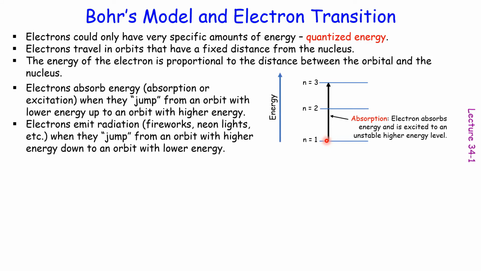The opposite electron transition is called emission. So electrons emit radiation when they jump from an orbital with a higher energy to an orbital with lower energy. In this case, energy is released.